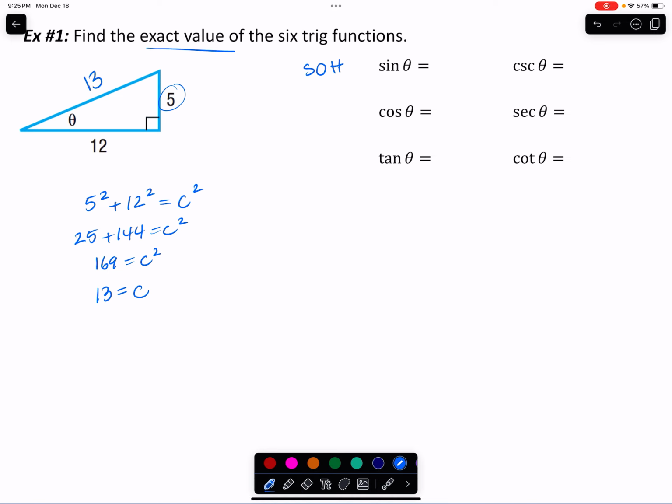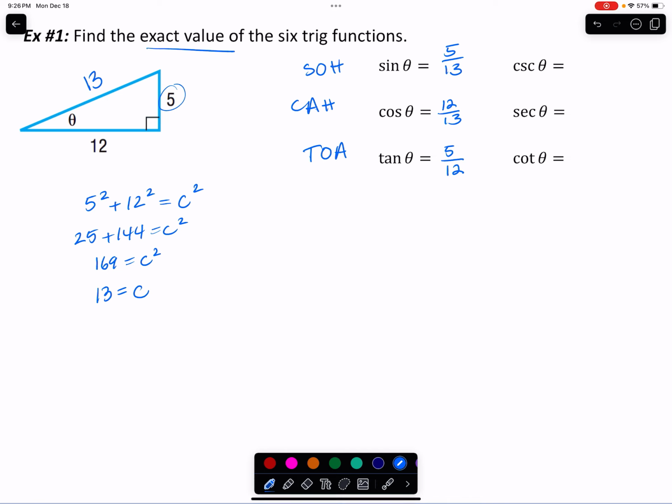So for the sine, it's going to be side opposite over the hypotenuse. So that will be 5 over 13. The cosine is going to be the adjacent over the hypotenuse. So that will be 12 over 13, right? Because it is the CAH part of SOHCAHTOA. And then lastly, tangent is the opposite over adjacent. So the side opposite theta is 5. The side adjacent to theta is 12.